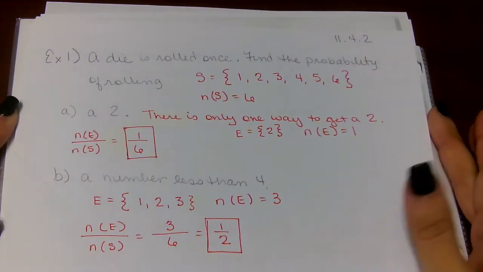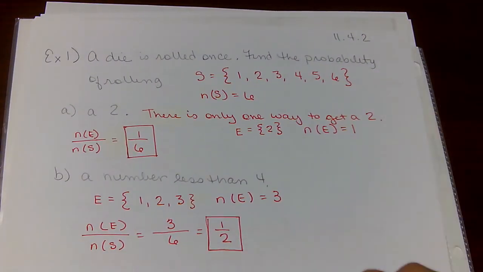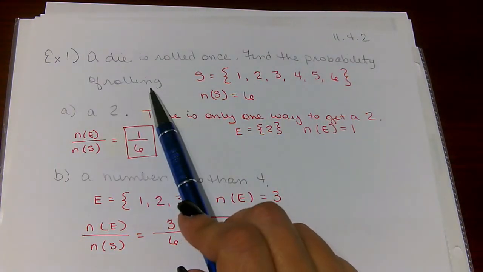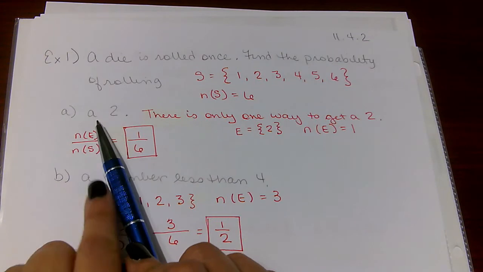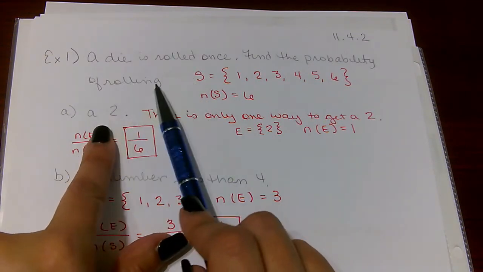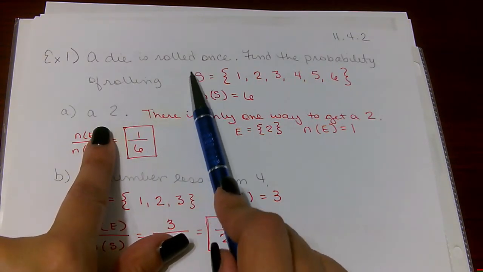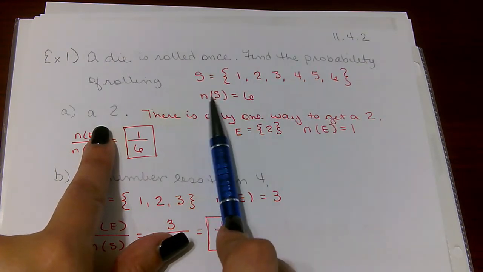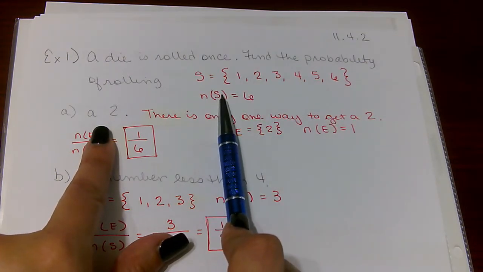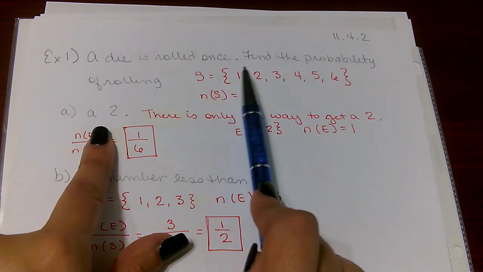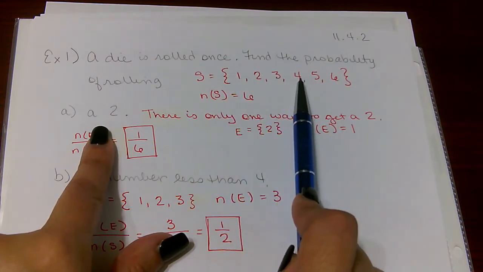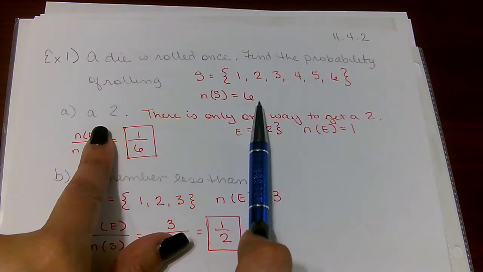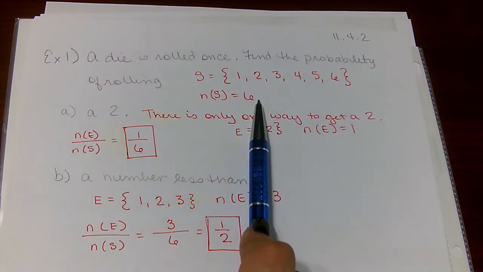Let's look at example 1. It says a die is rolled once. Find the probability of rolling, part A, a number 2. When you roll a die, the sample space would be the numbers 1 through 6. The cardinal number of the sample space would be 6. Remember, that's the physical number of possibilities. We have 6 options.